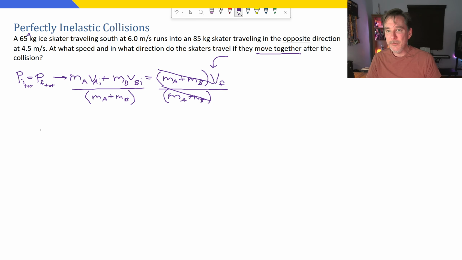So I'm also going to flip this equation around so that I have what I'm solving for on the left. I think it's just how we were all taught. So what happens is we get the mass of the first skater times their initial velocity plus the mass and initial velocity of the other skater divided by their total mass. All right, so that's the setup.